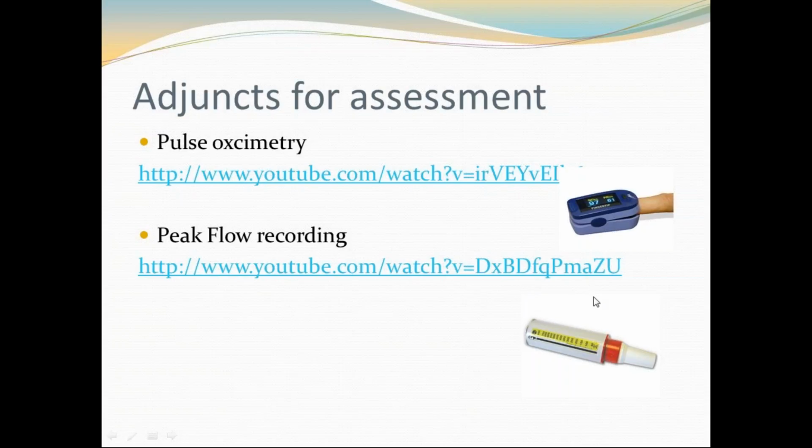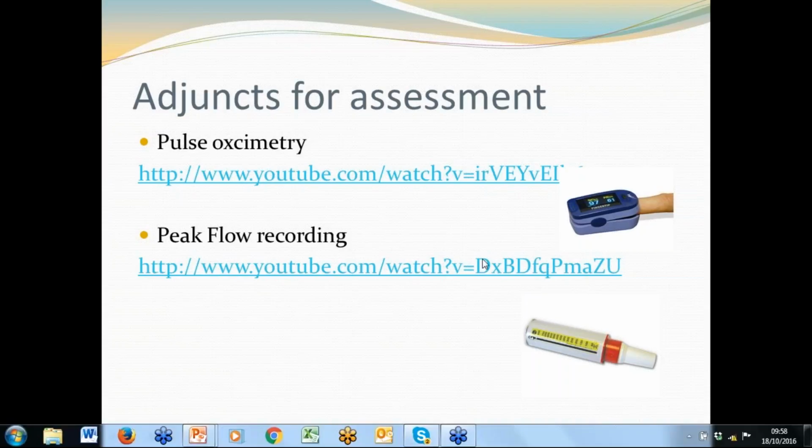So, what other things can be used to assess? A lot of you will have seen pulse oximeters. Sorry, the telephone behind me is ringing. It will go off in a second. Some of you will have seen pulse oximetry. It can tell you what the pulse is, but also what the saturation of the oxygen circulating is. Again, look at this little YouTube video, because it will show you how to do things correctly and what it's all about.